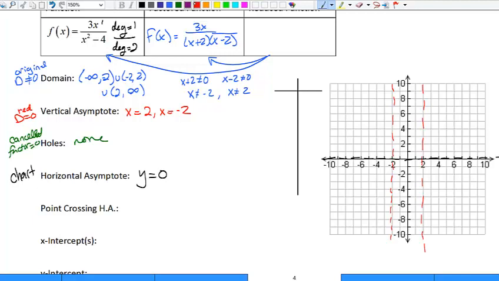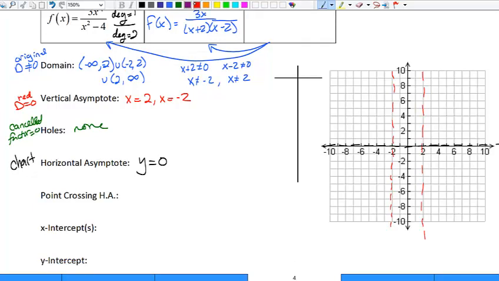Next thing I want to do is find the point crossing the horizontal asymptote. The way I do that is I set the reduced f of x equal to the horizontal asymptote. So I'm going to come over here and set my reduced function. Now, it could be either the factored one or the not factored one because we never really canceled anything out, so therefore we never made a new function. I'm going to go ahead and use the unfactored form, and set it equal to my horizontal asymptote, which in this case happens to be 0.